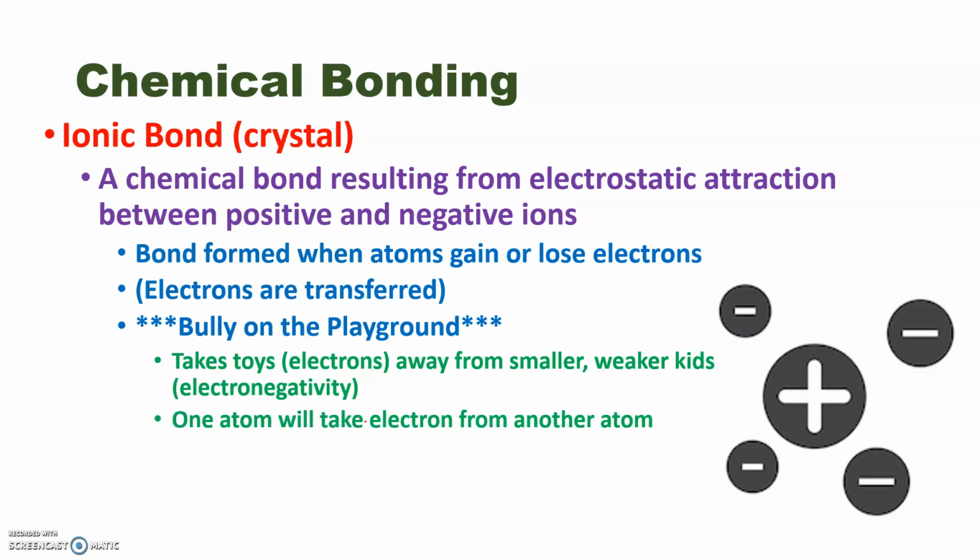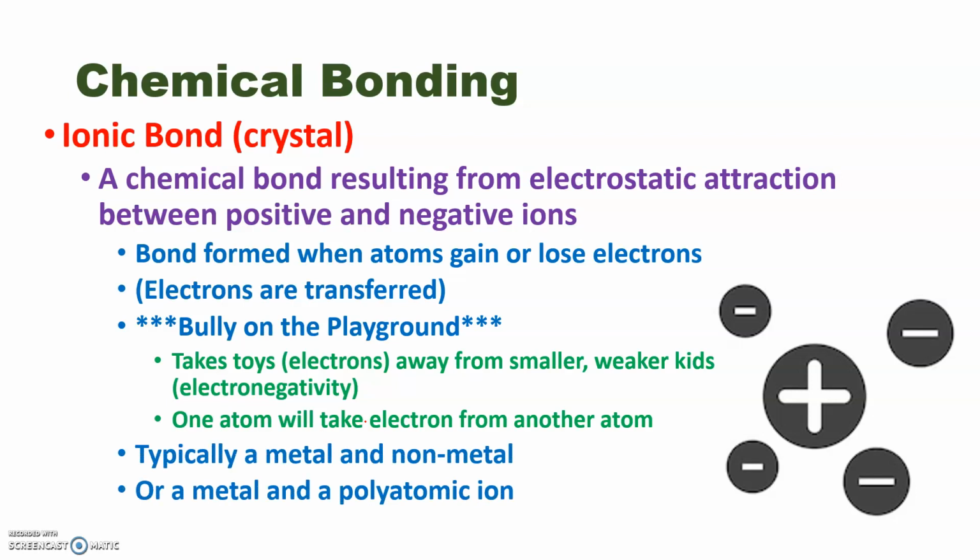So one atom will take the electron away from another because one is stronger and it is kind of a bully like that. Now typically, like I said, it's a metal and a nonmetal. The metal is usually what loses electrons, the nonmetal is what gains electrons. Or it occurs between a metal and a polyatomic ion, which the word polyatomic ion is new to you. We will cover that later as well.